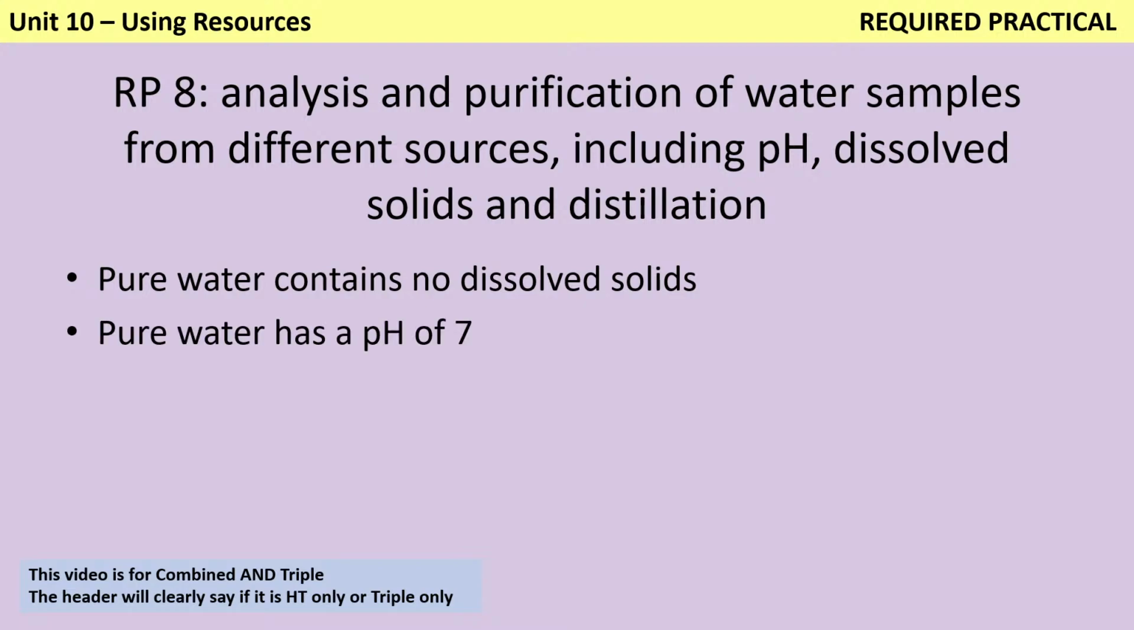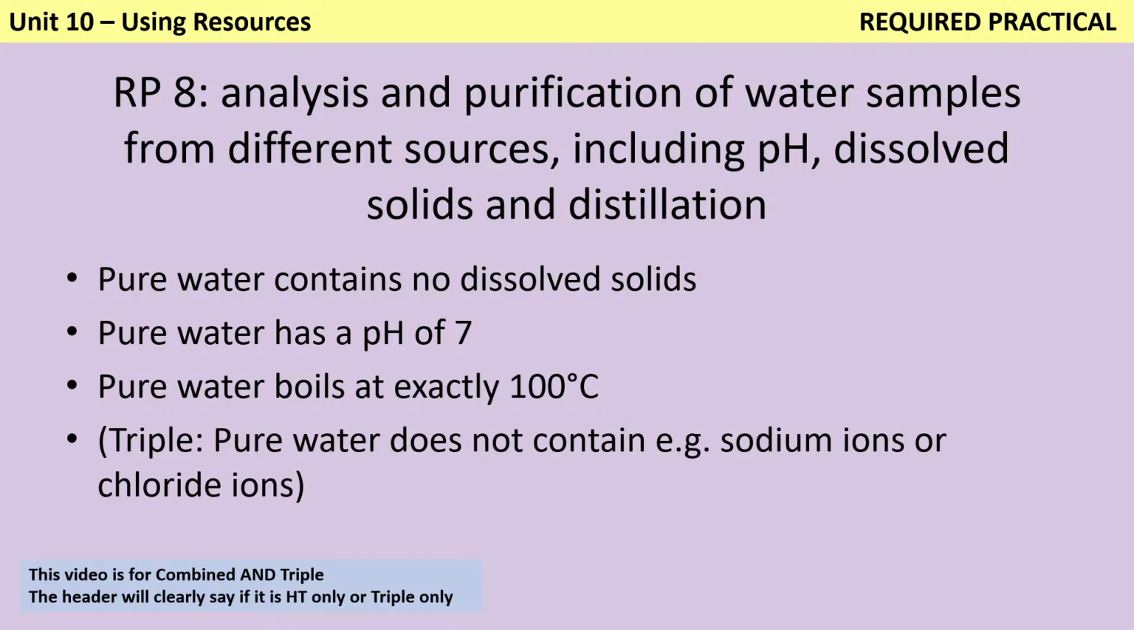Second thing is, you should know that pure water has a pH of 7, so you could use any indicator you like for that. Well, an indicator that shows you where pH 7 is, so I suppose universal indicator is your best bet. So you're expecting it to be green, or you could use a pH probe, which would tell you a number like 7. Also, we know that pure water boils at exactly 100 degrees, so you could heat it up until it boils and take the temperature with a temperature probe.